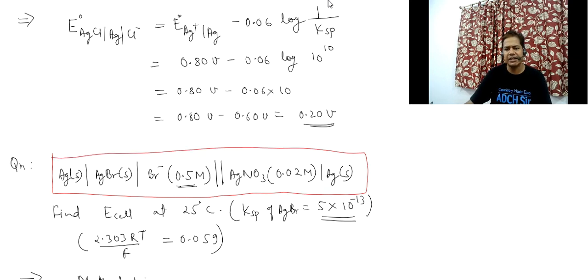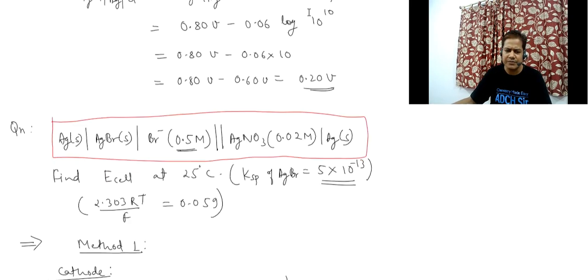The electrode at the left, the anode, is a metal insoluble salt electrode. The electrode at the right is a metal soluble salt electrode. But effectively, both electrodes involve oxidation reduction of Ag plus ions only. So we may represent it. We have an alternate representation.